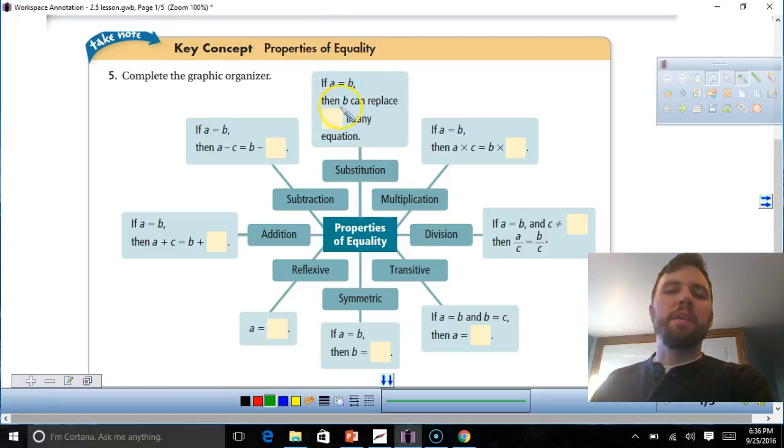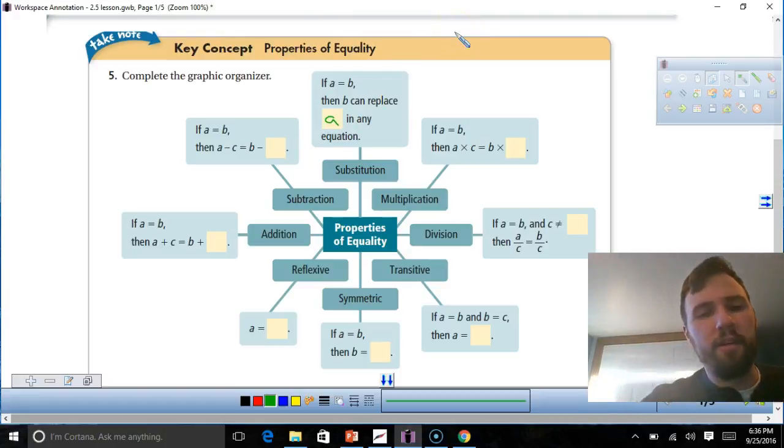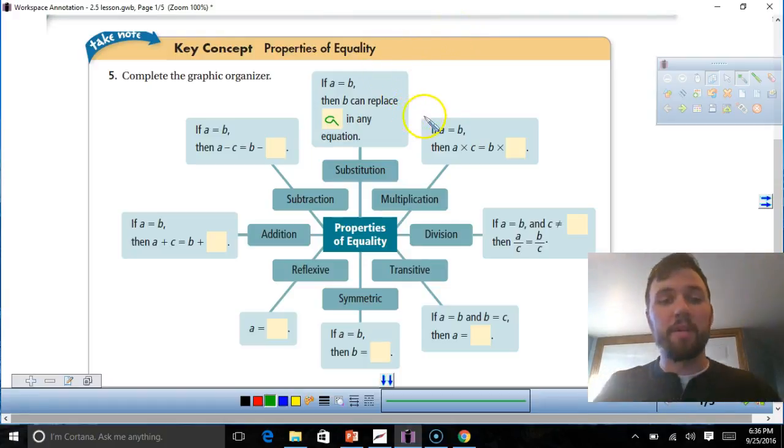So if A equals B, then B can replace A in any equation. And you do that all the time. Do you know when we solve for X and then we plug it back in? That's substitution property.